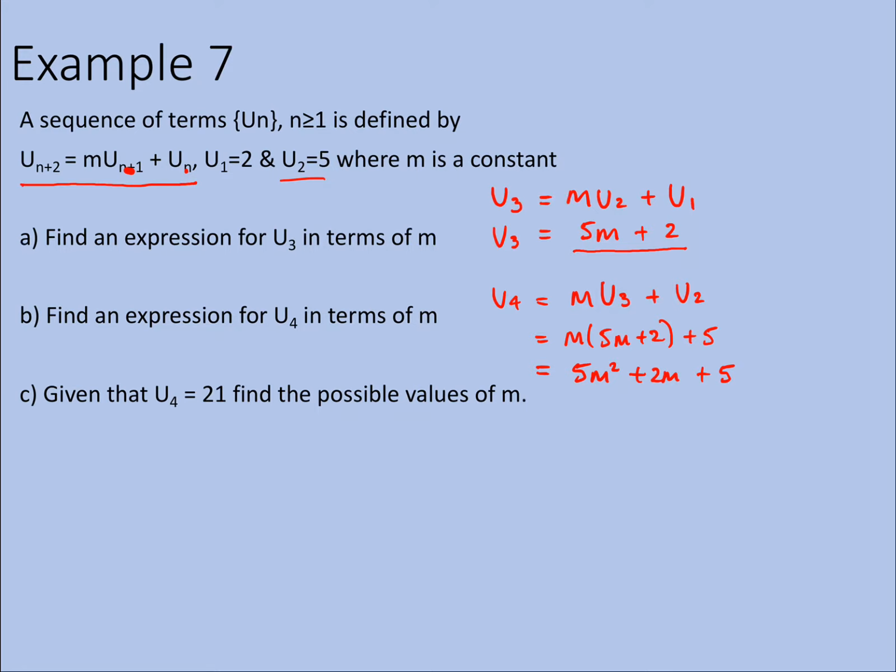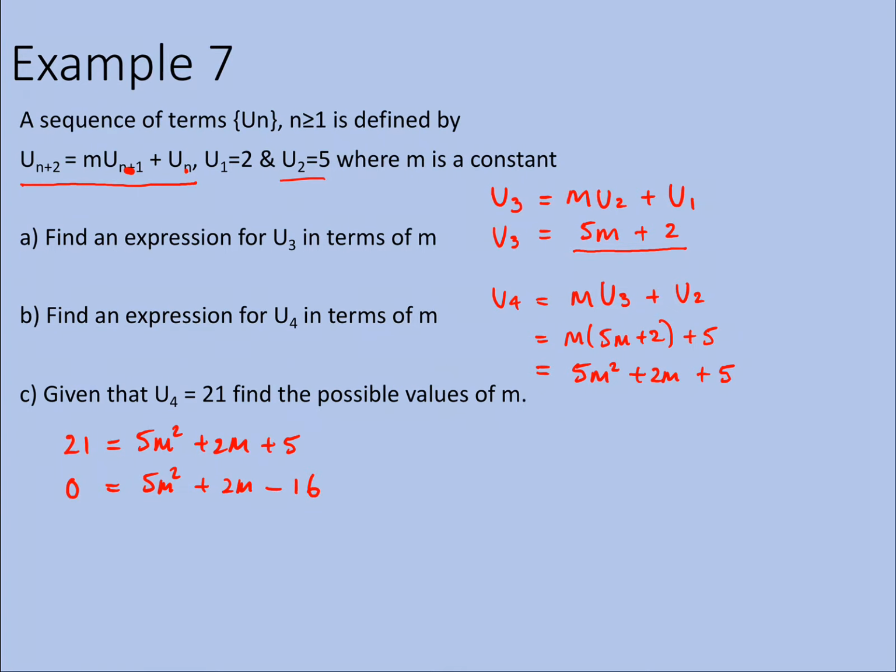Okay, so for part C then, it says given that u4 is 21, find the possible values of m. So I think it looks like we're going to be solving a quadratic here, doesn't it? We've got 21 equals 5m squared plus 2m plus 5. So let's take 21 off both sides. 5m squared plus 2m. What's that going to be? Minus 16? Minus 16.